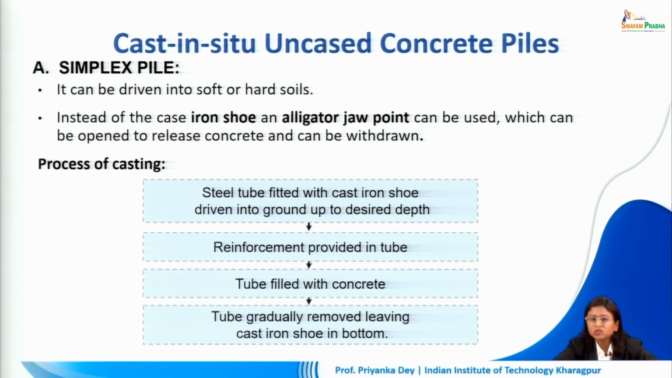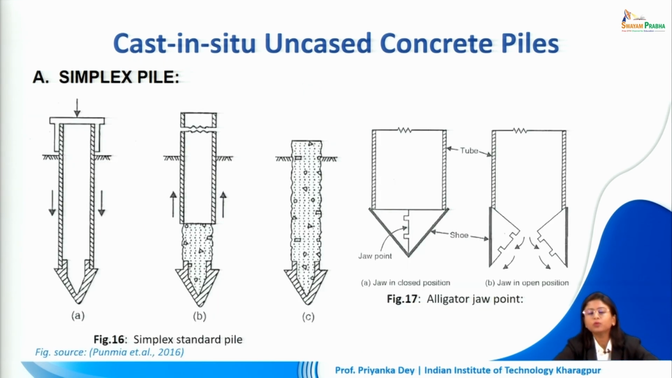How do we make it? The steel tube which is fitted with the cast iron shoe is driven into the ground up to the desired depth. The reinforcement is provided in the tube. The tube is filled with concrete and gradually we leave the cast iron shoe in the bottom and the tube is gradually removed. So this is what it will look like, how the tube is inserted.